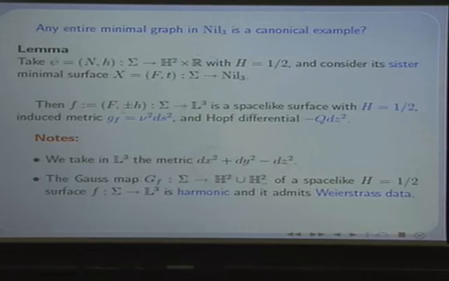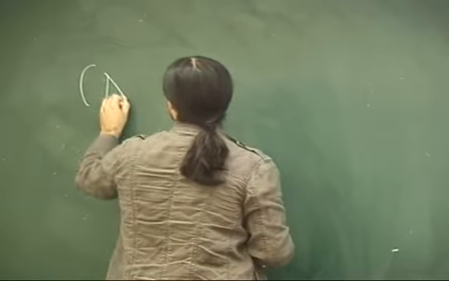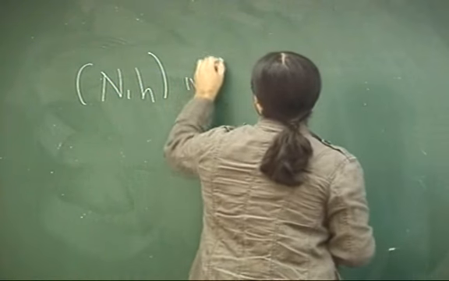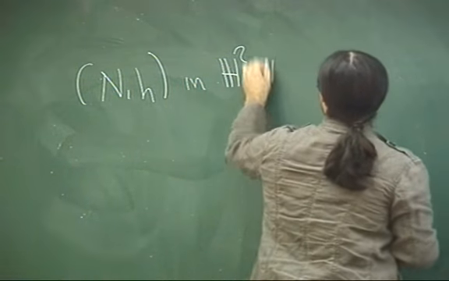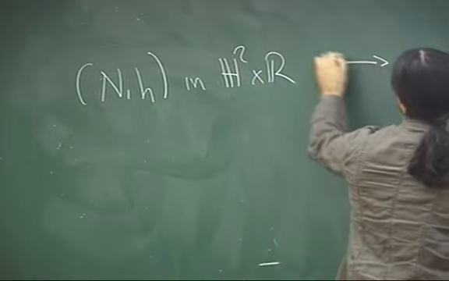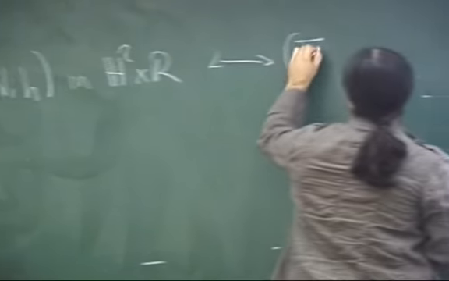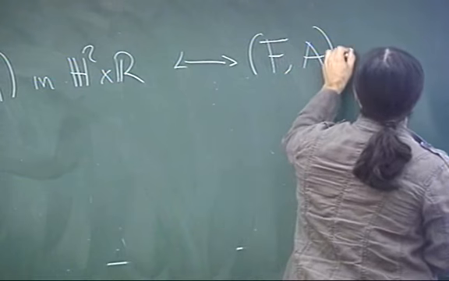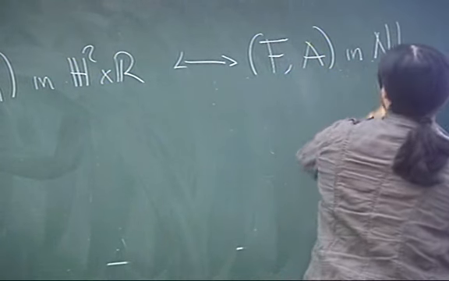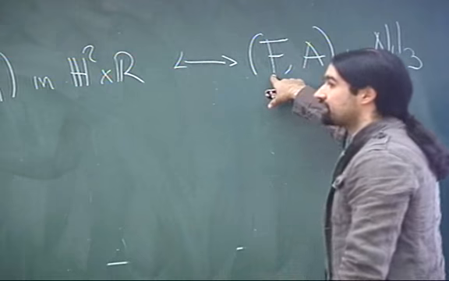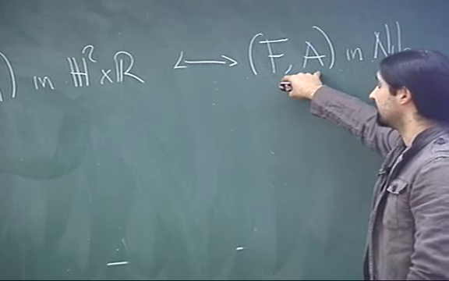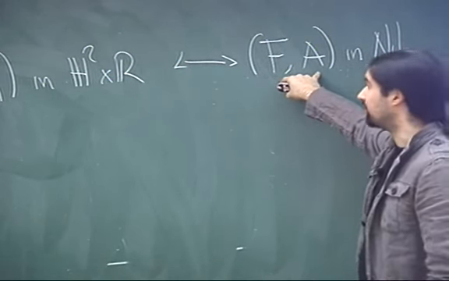So the key for doing this is the lemma that you have here. This lemma is saying something quite easy to understand. Assume that you have here a surface in H² × R. Then you can relate it by the sister correspondence to a certain surface, let us call it F_A, in Nil3. F is the projection onto R², and A is the factor I told before.